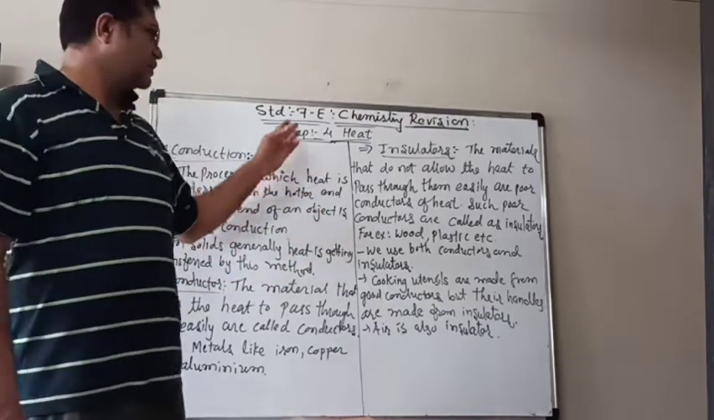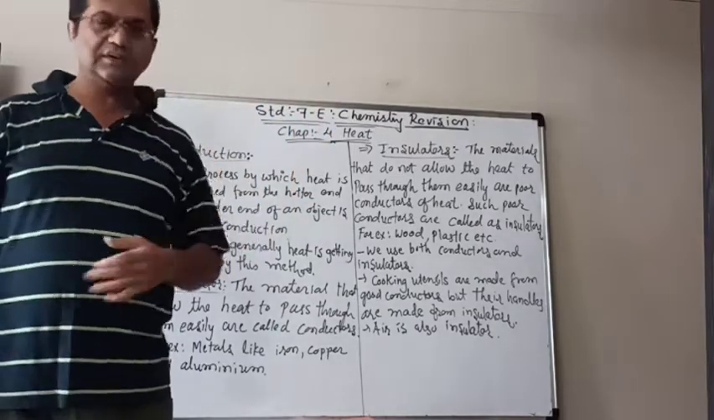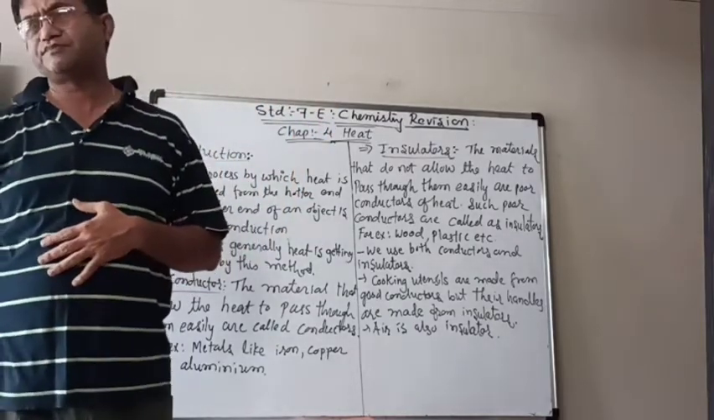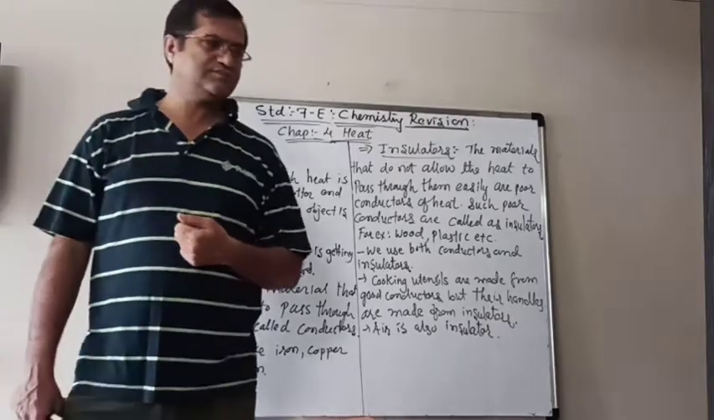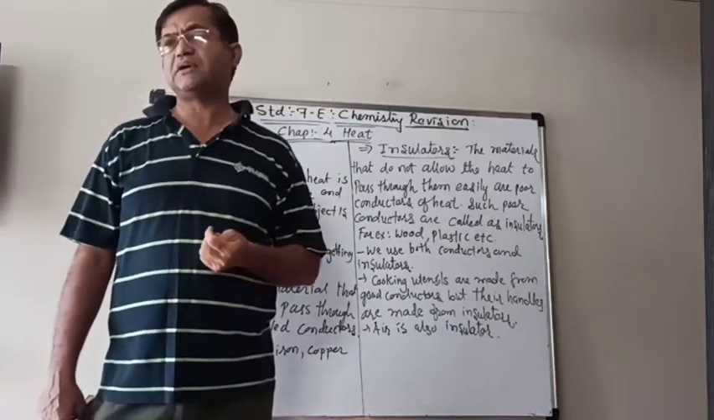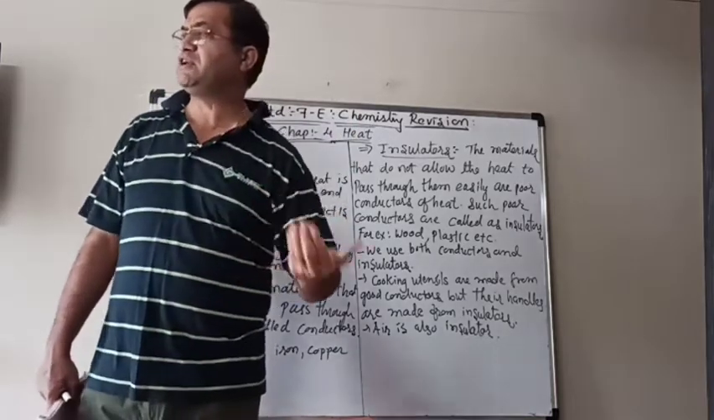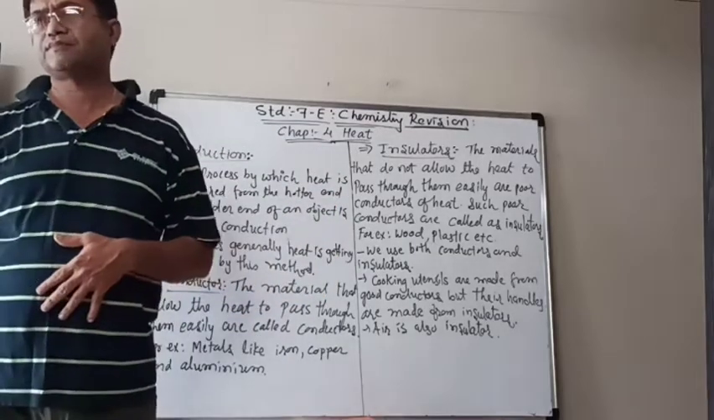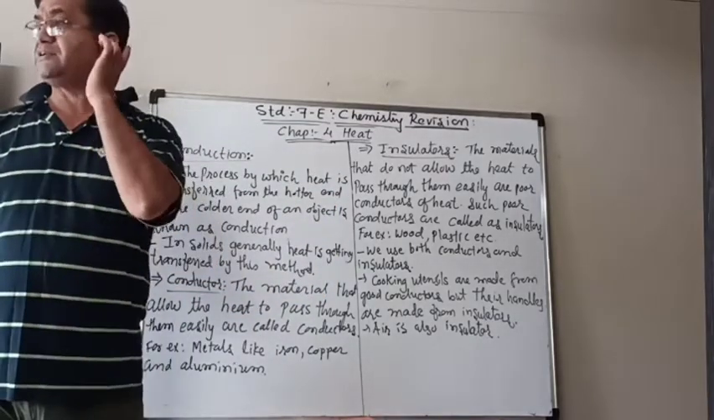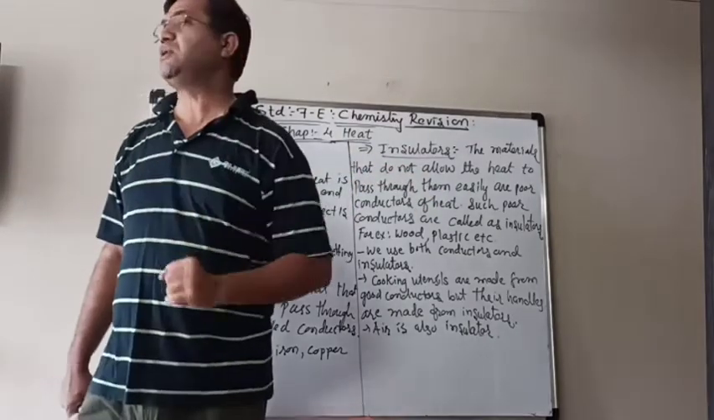then you can conduct the same activity that we did with the metallic strip. You will observe that some of them will pass the heat through them, and from some of the materials the heat will not pass. According to that, we can classify them as conductors and insulators.